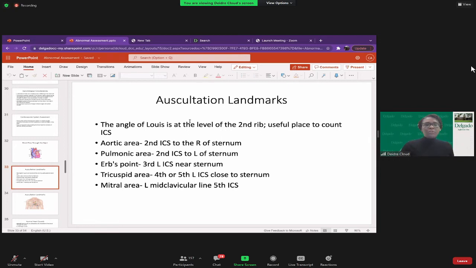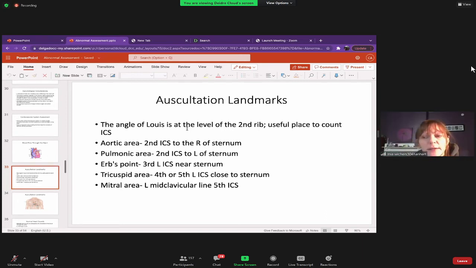Someone kind of run through this with us. This is where you're going to listen for your heart sounds at these different points. Where do you start? Like, how do you prepare a patient for a cardiac assessment? Let's start there.